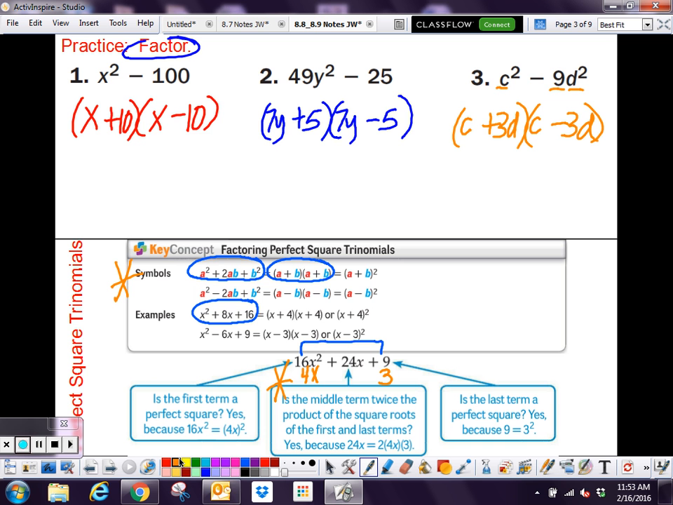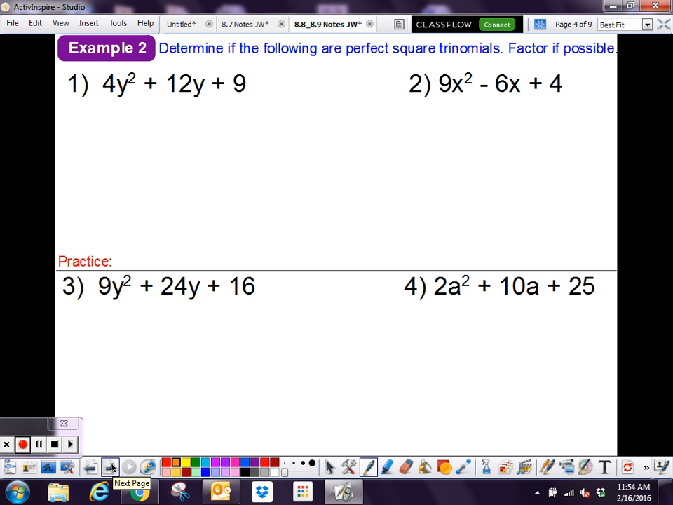Okay, notice what it would look like if there was a minus. So I have a squared minus 2ab plus b squared. I start with a square, I end with a square, but I'm going to have two negatives here. Okay, but the same thing. Middle term is twice the product of the square roots of the first and last terms. It's just that they're both going to be minus. All right, so let's look at these next four. We are just going to determine if these are perfect square trinomials, and we will factor them if we can.